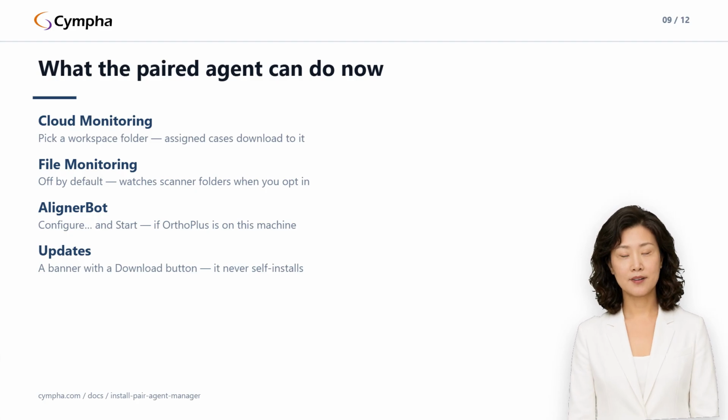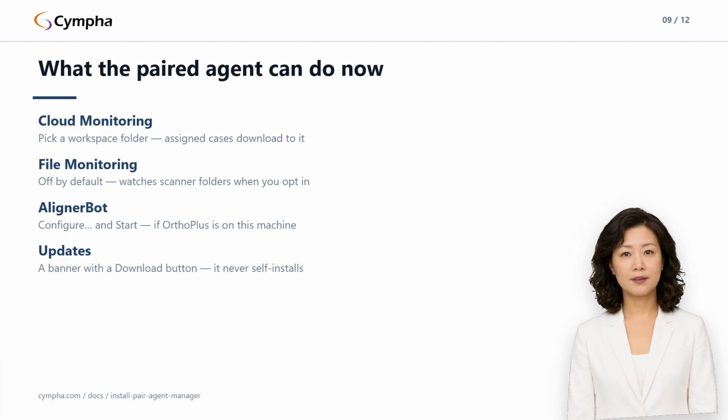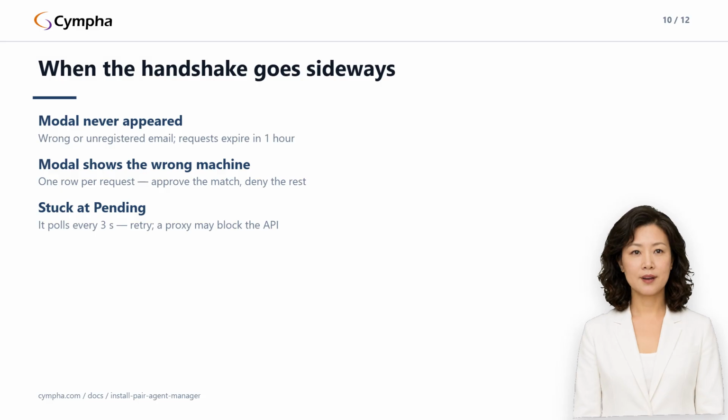And here's the quiet failure worth memorizing. If the email you type has no Cympha account at all, nothing happens anywhere. No error, no bounce. The request simply expires without ever reaching a human. So when nothing at all is happening, suspect the address first. Requests are valid for 1 hour. After that, the agent tells you plainly that the last pair request expired and to send a new one.